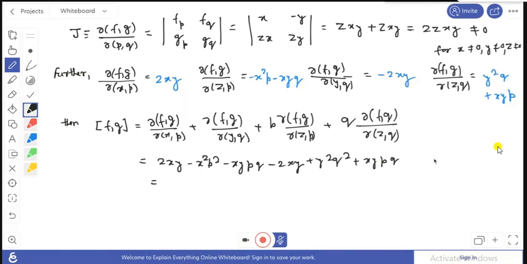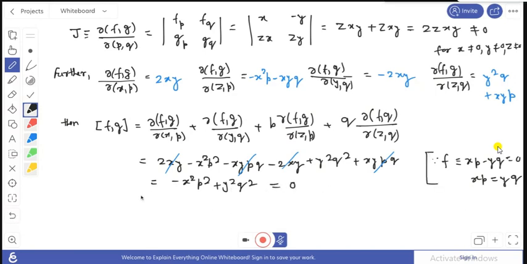What is the value of f? f is xp minus yq, which equals 0. So xp equals yq. The terms xypq and xypq cancel out, and 2xy and 2xy cancel out. So basically you have minus x square p square and y square q square, and from f this equals 0.